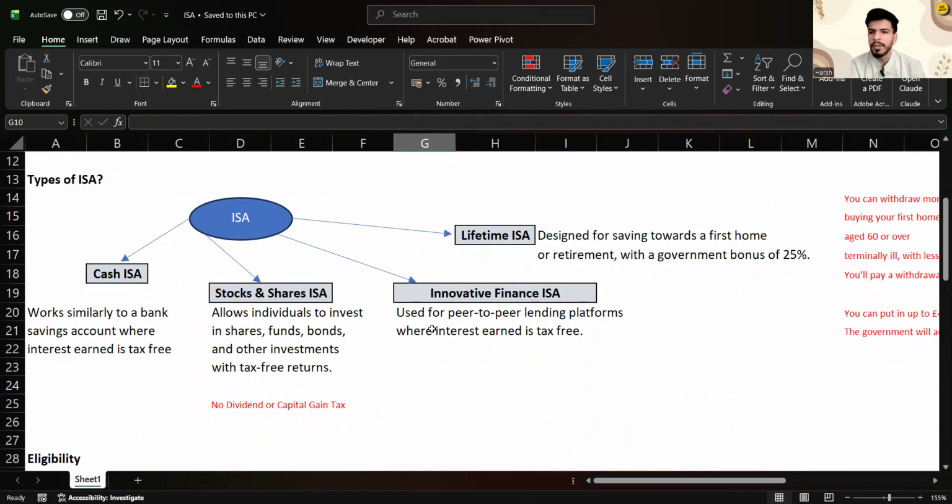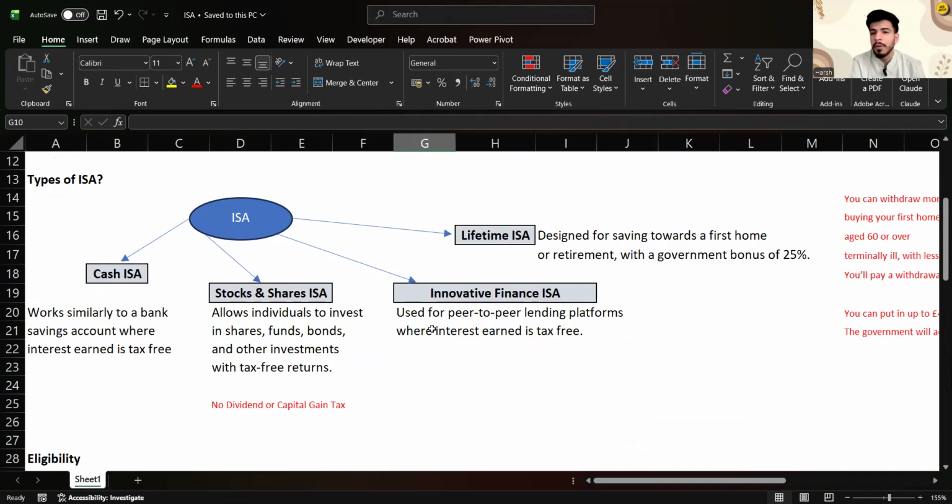So let's firstly talk about the cash ISA. A cash ISA is similar to a normal bank account that you open generally, but in this ISA account, you are not going to pay any tax on the interest income, which we usually pay via a normal bank account. If I have a normal bank account and I have deposited all my savings in it, I am going to pay tax on the interest income.